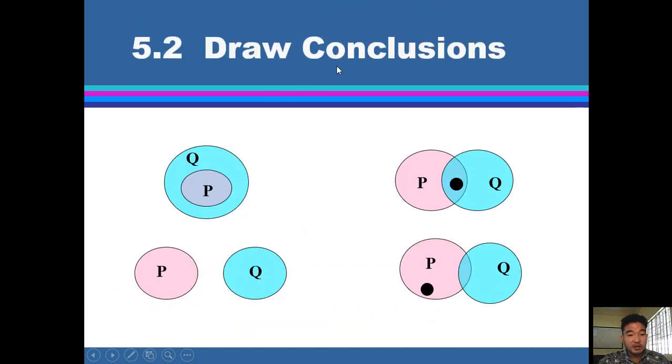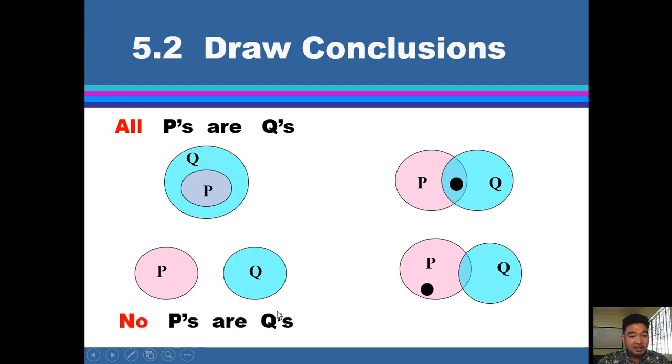Okay, let us draw conclusions here. For the first one, we have set Q and set P. As you can see, set P is inside set Q. So what is the conclusion here? All P's are Q's. Tama naman yan, all P's are Q's. For the next one, kabaligtaran naman ito: No P's are Q's because they are disjoint sets.